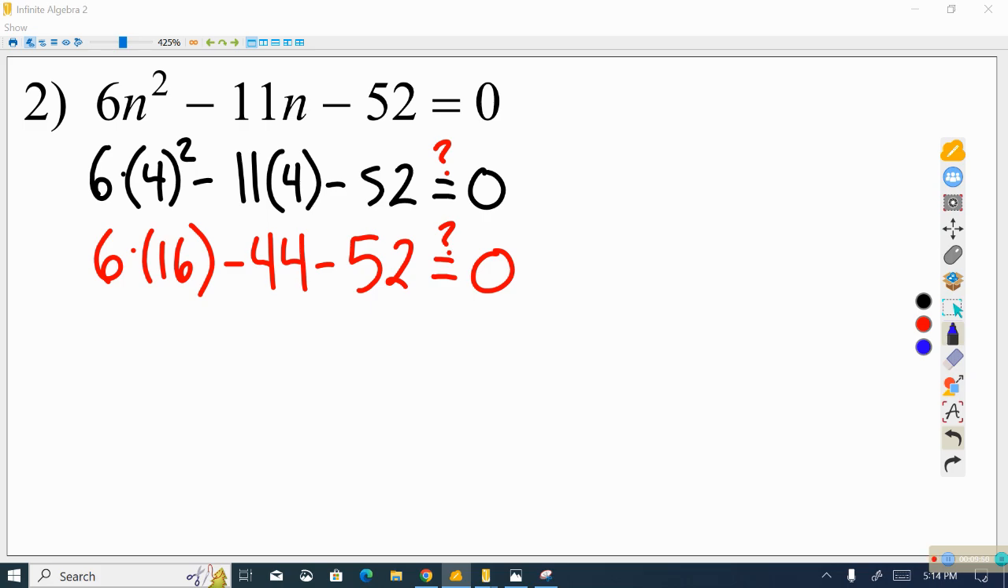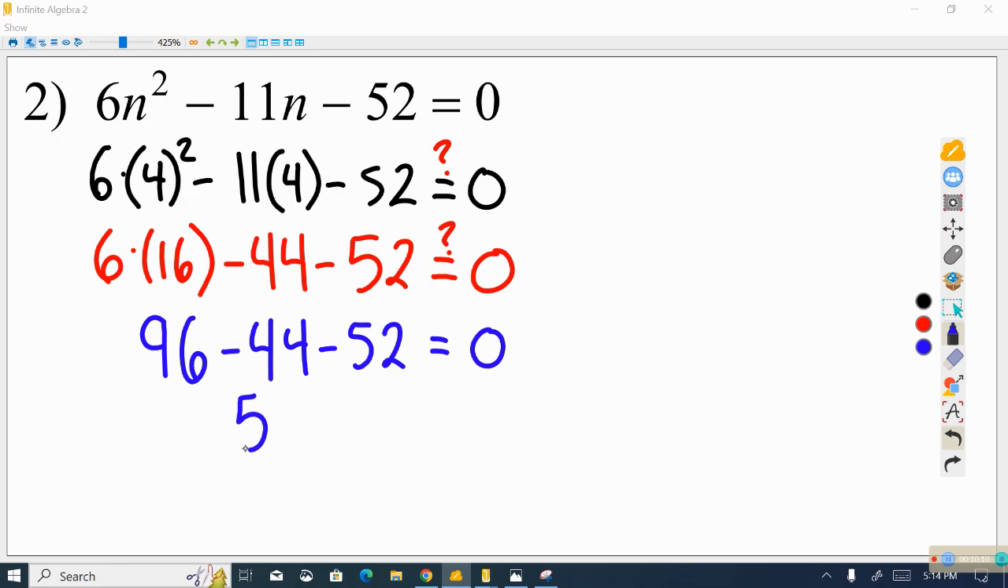So if we do 6 times 16, we get 96. So we want to check to see if 96 minus 44 minus 52 is really equal to 0. So you could do that. 96 minus 44 makes 52, right? So 96 minus 44 is 52, and 52 minus 52 is equal to 0, right? So in this case, we've kind of resolved our question mark equals, we know that it is true.